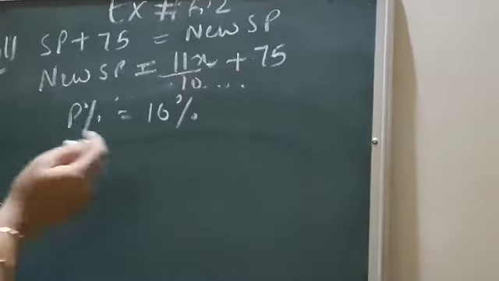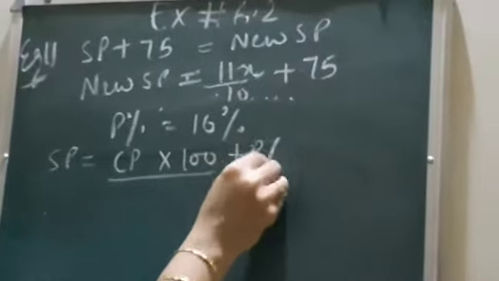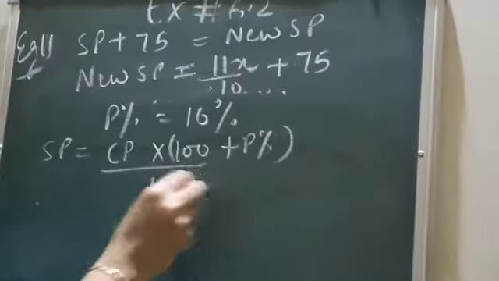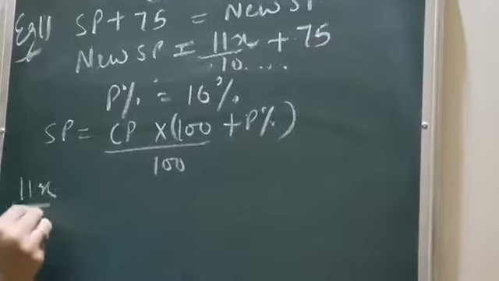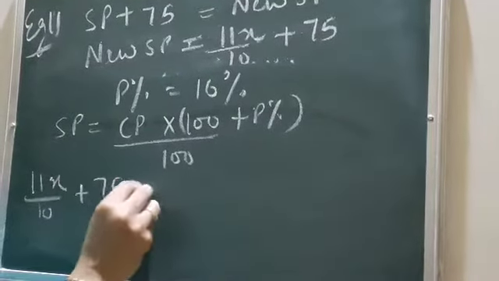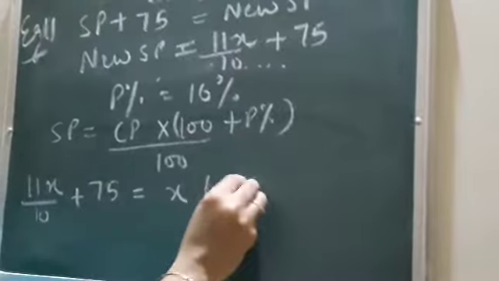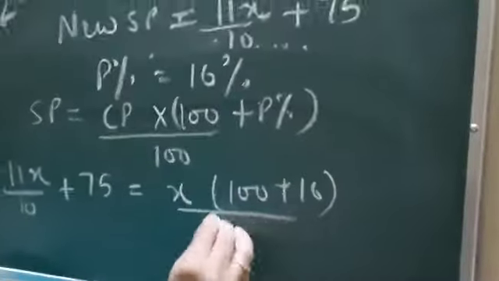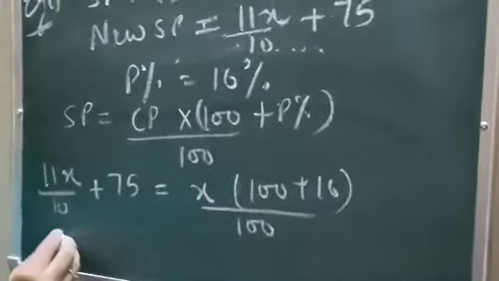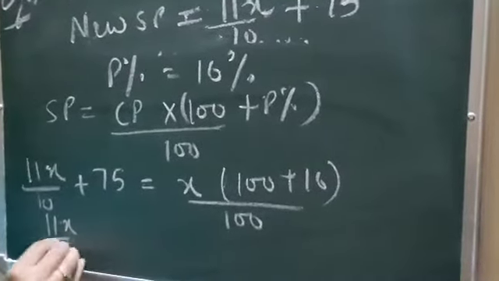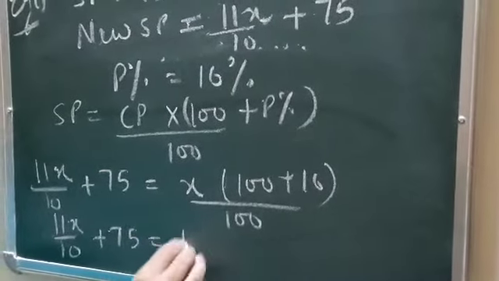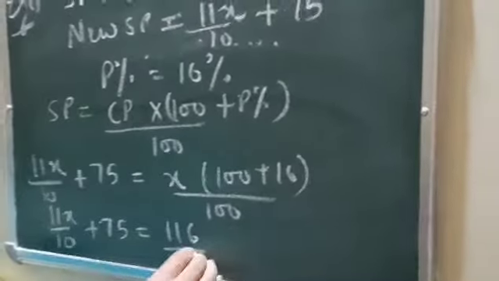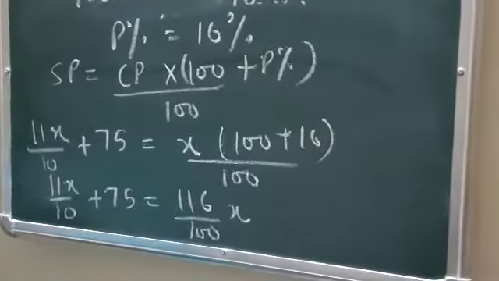The CP will remain same. So we'll apply the formula. SP is equal to CP into 100 upon 100 plus profit percent upon 100. We'll put the values. 11x upon 10 plus 75 is equal to x into 100 plus 16 upon 100. So just solve it. 11x upon 10 plus 75 is equal to 116 upon 100 x. Now combine the like terms.